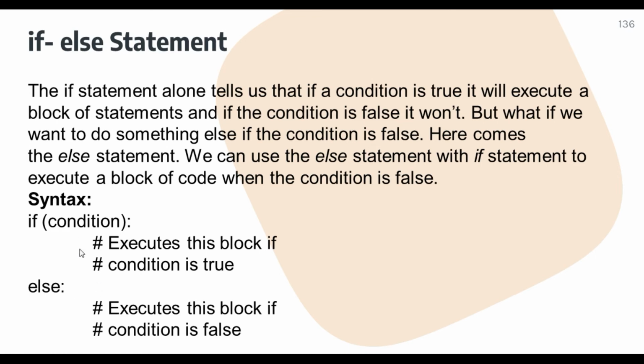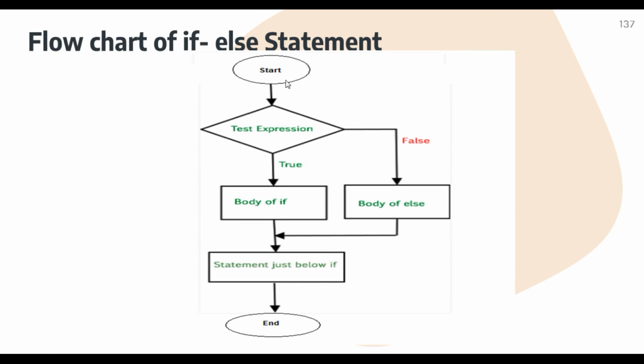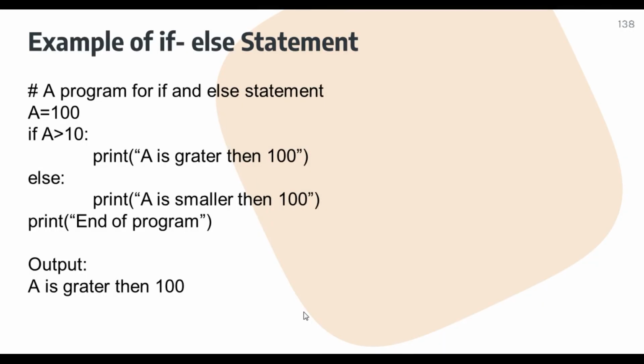It will check the else condition also, and else it will show you to execute this block if the condition is false. So we can understand the flow chart of this also. Here the program started, the test expression is going to test whether it is true, then it will show you the body of if. If it is false, then it will go to the body of else, and the body of else will take the flow of control to the statement just below if, and the end of the program. So student, we can understand this particular example with the help of the following program.